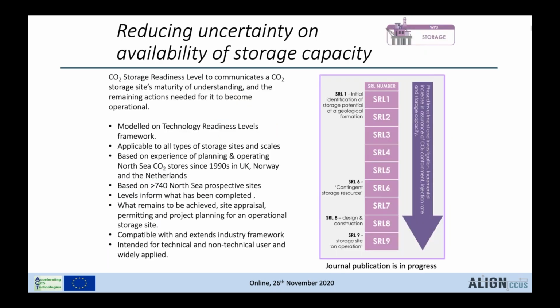So where to start? There are more than 570 potential CO2 storage sites around the UK in the National CO2 Storage Database, CO2 Stored. So to reduce uncertainty on the availability of individual stores as future storage capacity, ALIGN has developed a communication tool, a framework of CO2 storage readiness levels as illustrated here. And the levels communicate the current maturity of understanding, that is, how ready a site is for storage, and those actions remaining before a site can become operational.